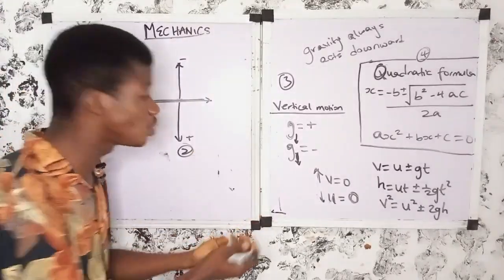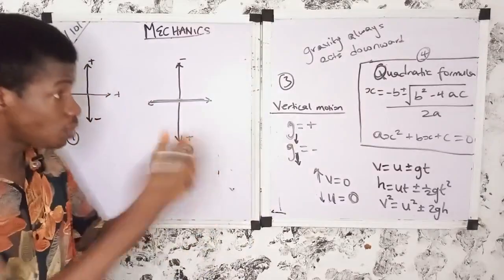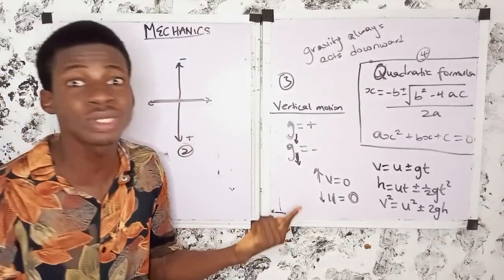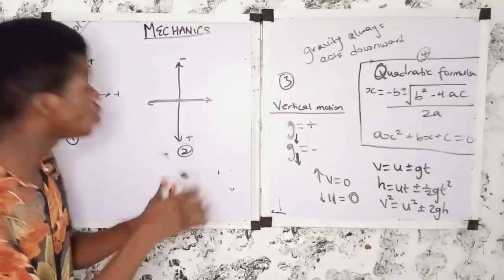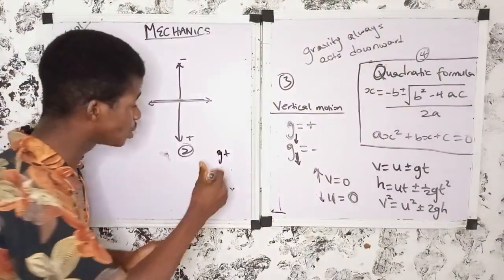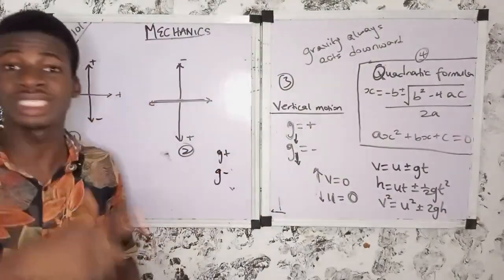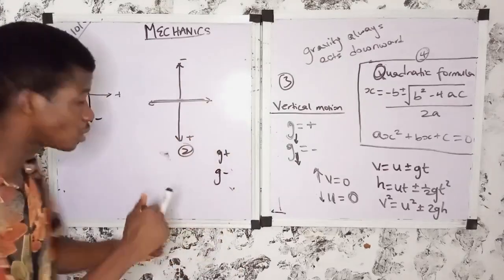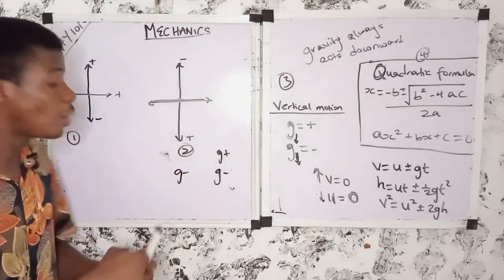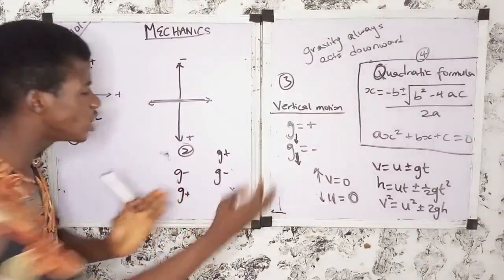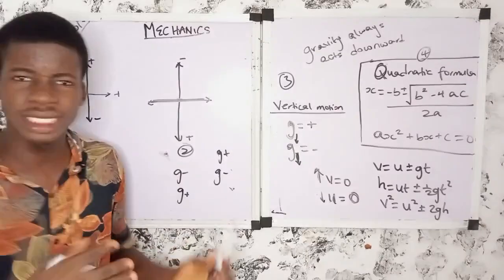Now, in your textbook, you will see something like this. When a body is going upward, they will use G as positive, and when that body is going down, they will use G as negative. In another scenario, when the body is going up, they'll use G as negative, and when the body is falling down, they will use G as positive. It will look as if these two are contradicting themselves.